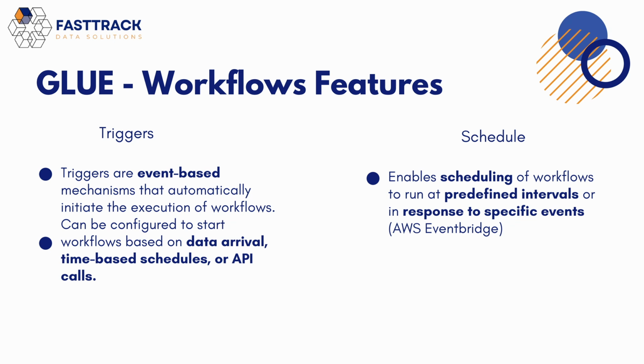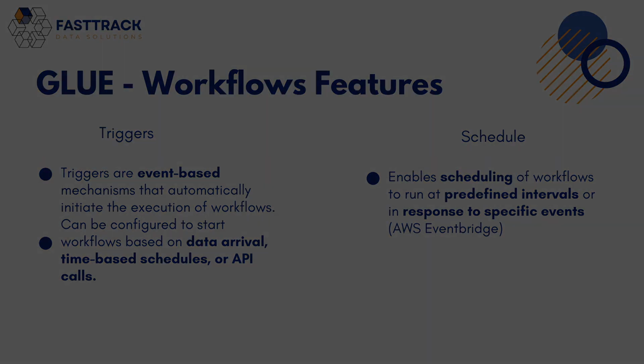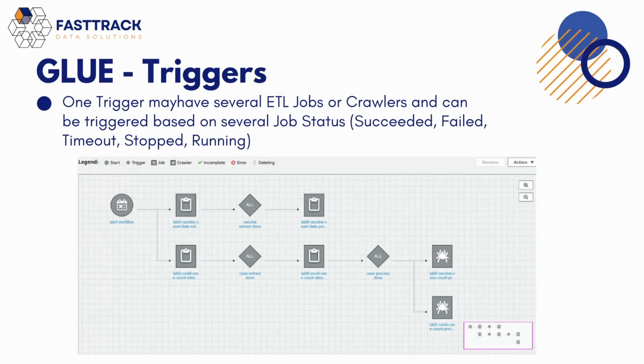This can be based on events like data arrival, a scheduled time, or an API call. They also support scheduling, allowing workflows to run at defined intervals or respond to events through Amazon EventBridge, enabling fully automated data pipelines. A single trigger in AWS Glue can control multiple ETL jobs or crawlers. It can be configured to fire based on different job states, such as succeeded, failed, timed out, stopped, or running, allowing you to control workflow execution based on job outcomes.